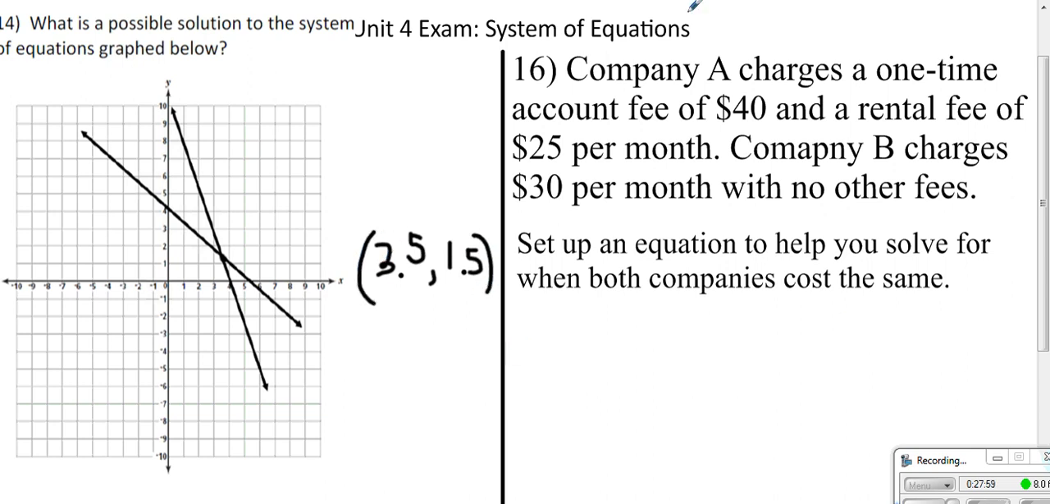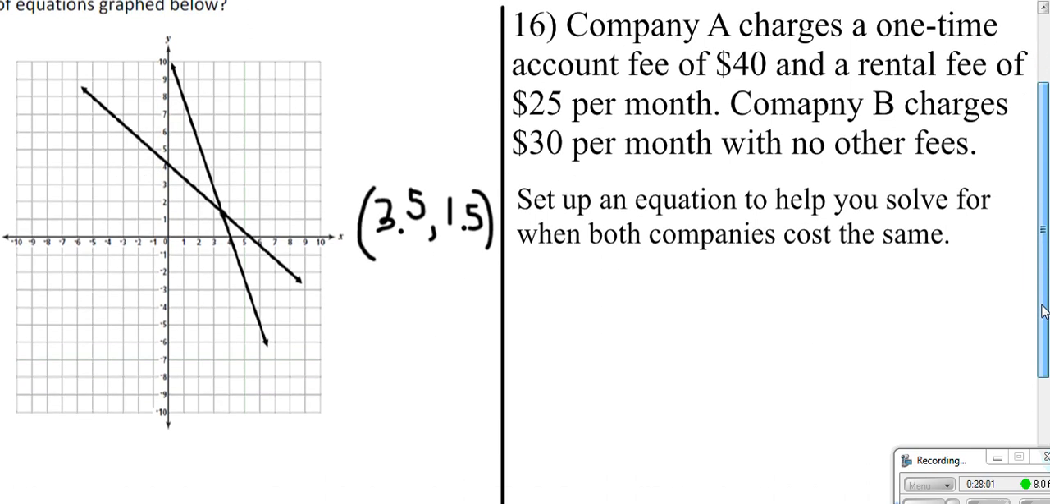That's it. Number 16 is asking you to set up an equation. Company A charges a one-time account fee of $40 and a rental fee of $25 per month. Company, and that is spelled wrong. Company B charges $30 a month with no other fees. So when we set this up, remember, if you're comparing companies, you are basically setting them equal to each other.